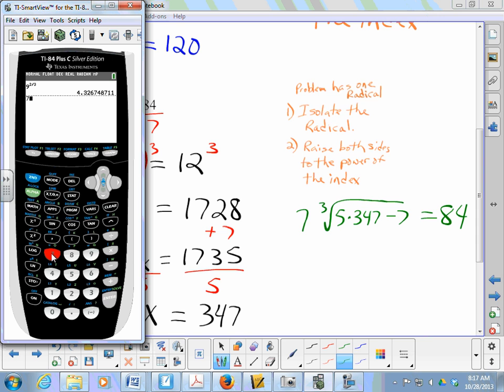So 7, where's the cube root at? Okay, under math, and number 4 is cube root. 5 times 347 minus 7, and that equals 84. Okay. So I did it right. That's always a good thing.